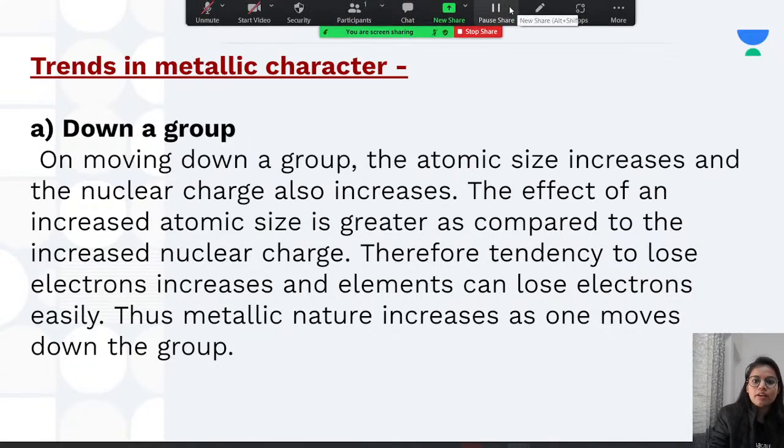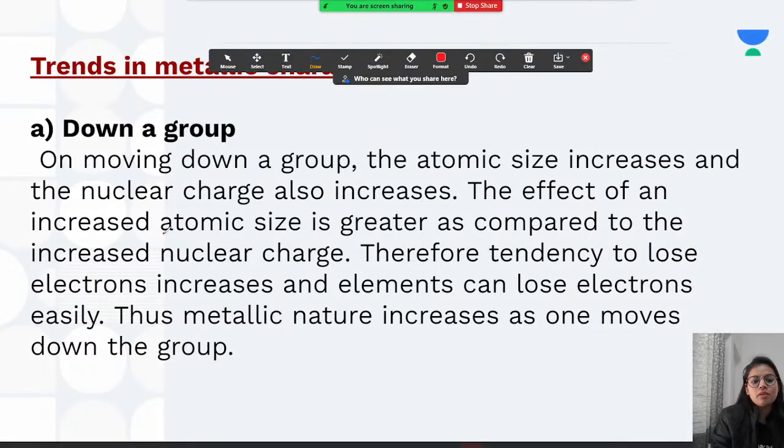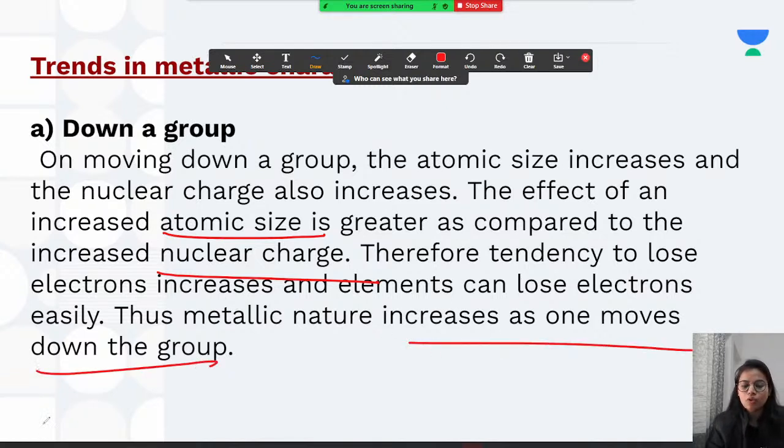Now this is very important. The effect of atomic size is greater as compared to nuclear charge. So the tendency to lose electrons will be increasing, and elements can lose electrons more easily. That is why the metallic character will be increasing as we move down the group.